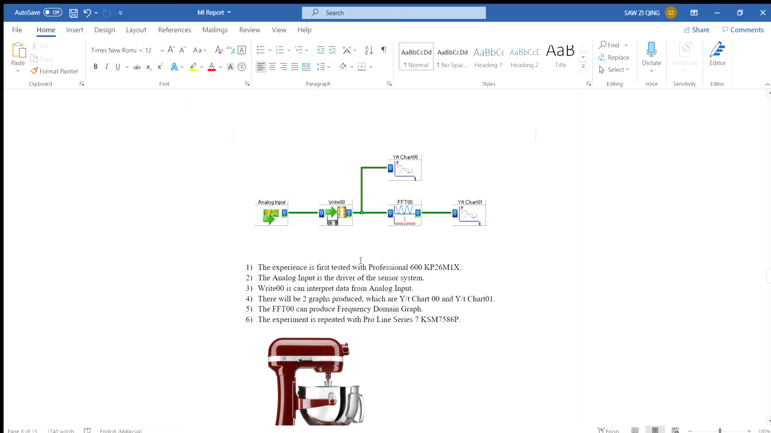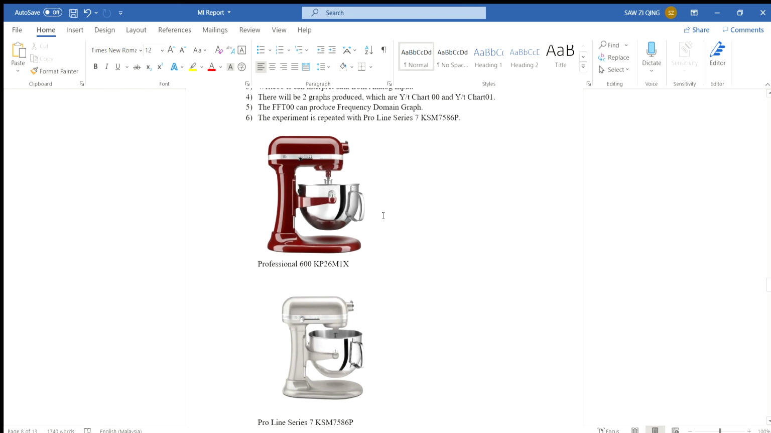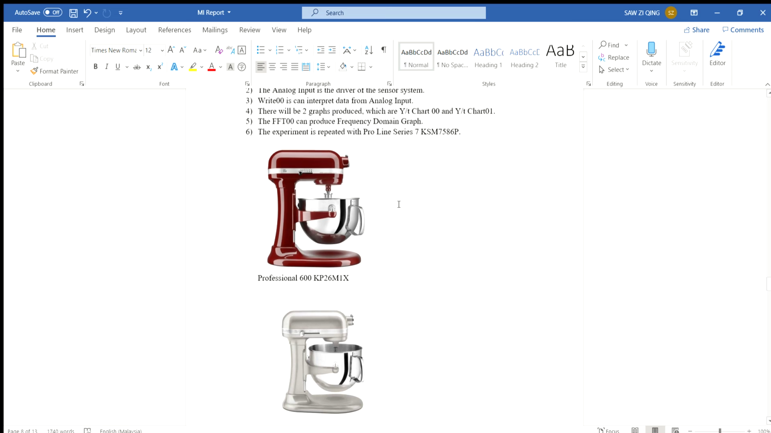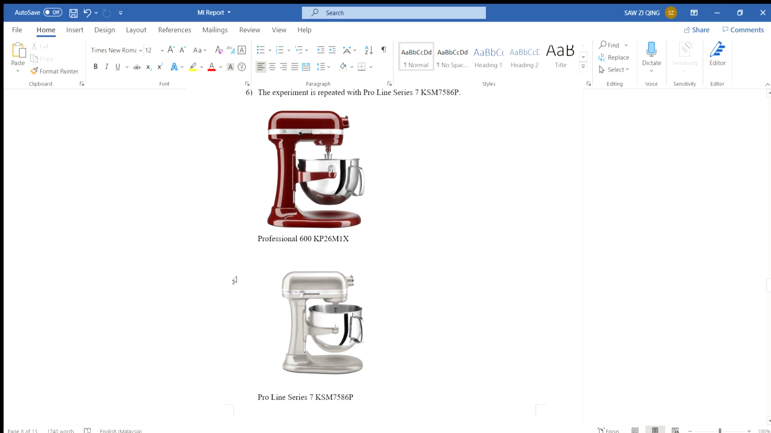And then the experiment is repeated with ProLine series 7KSM 7586P, which is a more professional machine or stem mixer. So this is the picture of the Professional 600 KP26 mixer, and this is the other one.